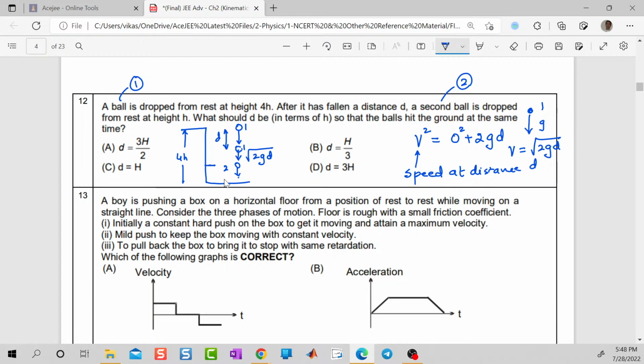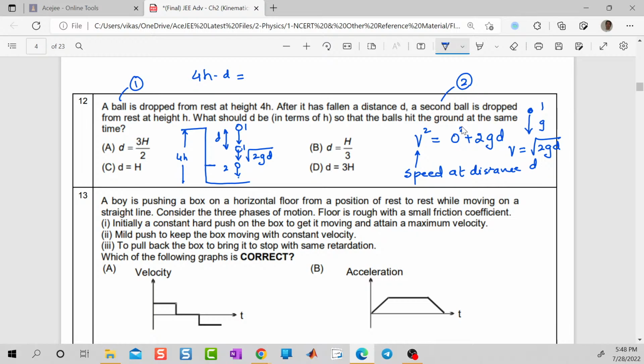So I'm going to set my clock at the time when ball 1 has descended by a distance d, and when its velocity is square root 2gd. From there on, ball 1 and 2 both will fall for the same time duration, and one will cover a distance 4h minus d. What should be d in terms of h for the balls to hit the ground at the same time?